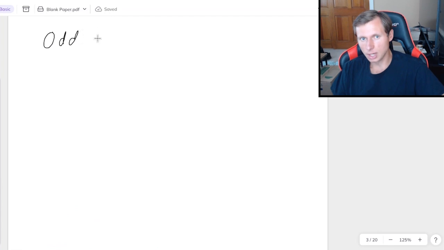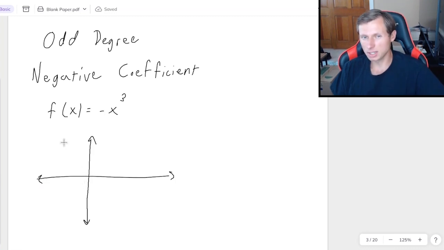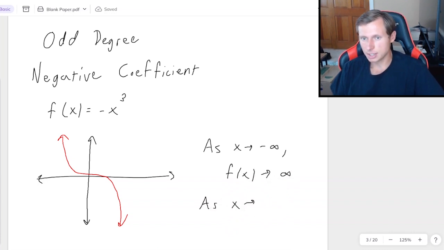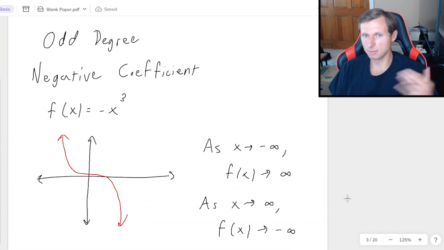Now let's do odd degree and negative coefficient. In other words, this could be something as simple as f of x equals negative x cubed. So the graph is going to look something like this. And the one thing that's always going to be true is that as x approaches negative infinity, the left, f of x, the y value, approaches positive infinity. And then as x approaches positive infinity, f of x approaches negative infinity. So it's just the flip-flop of the last case.